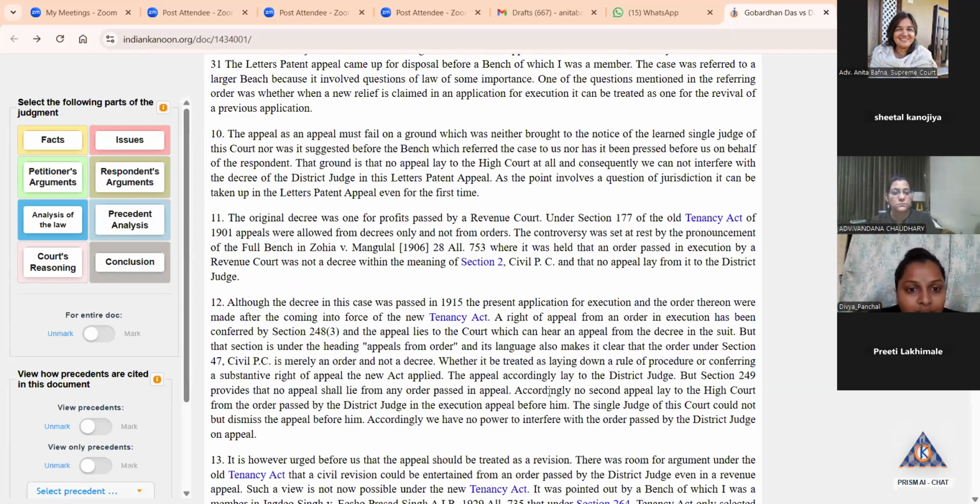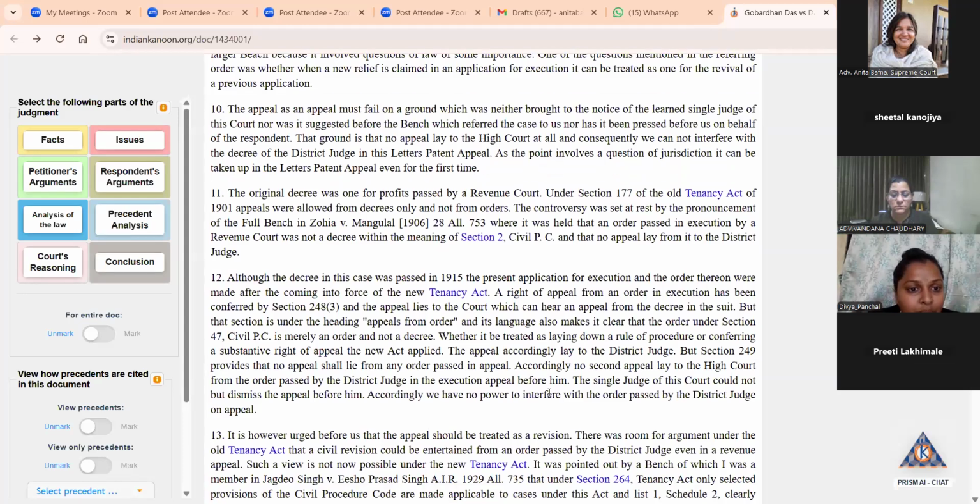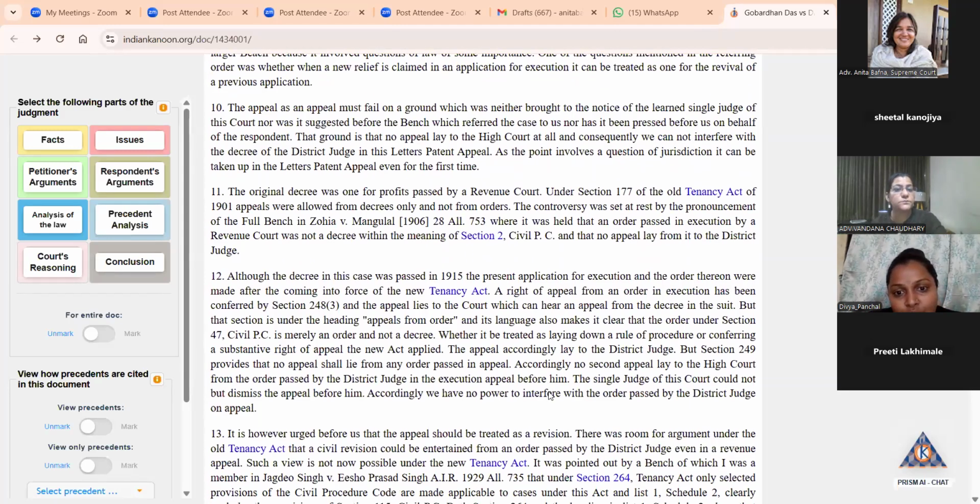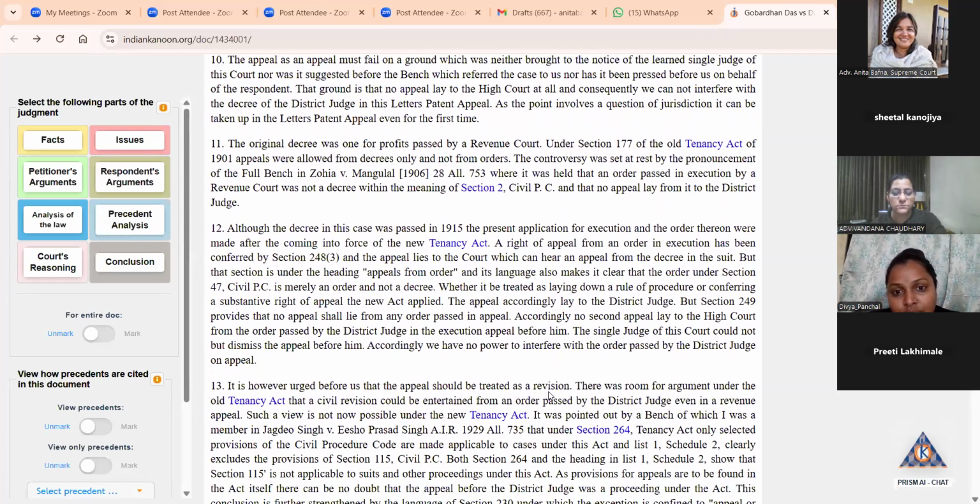Although the decree in this case was passed in 1915, the present application for execution and the order thereon were made after the coming into force of the New Tenancy Act. A right of appeal from an order in execution has been conferred by Section 248, subsection 3, and the appeal lies to the court which can hear an appeal from the decree in the suit.